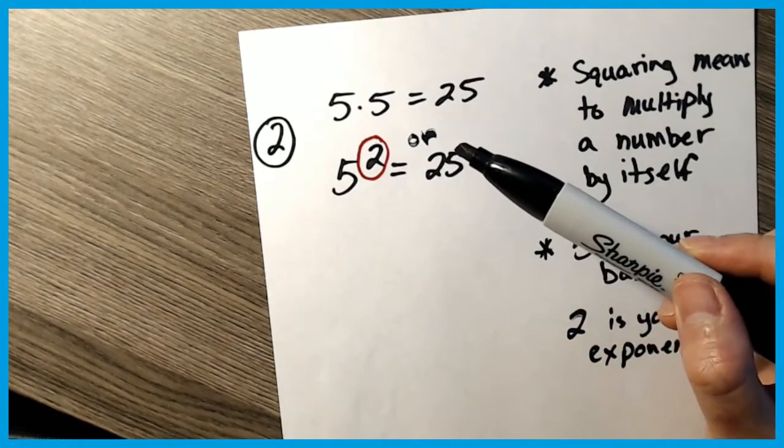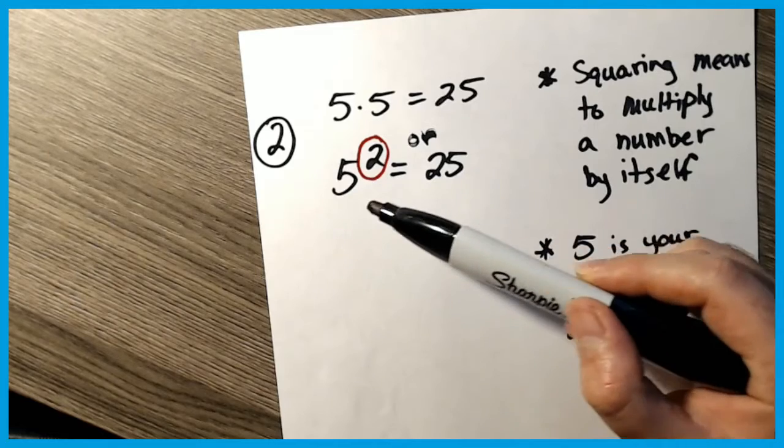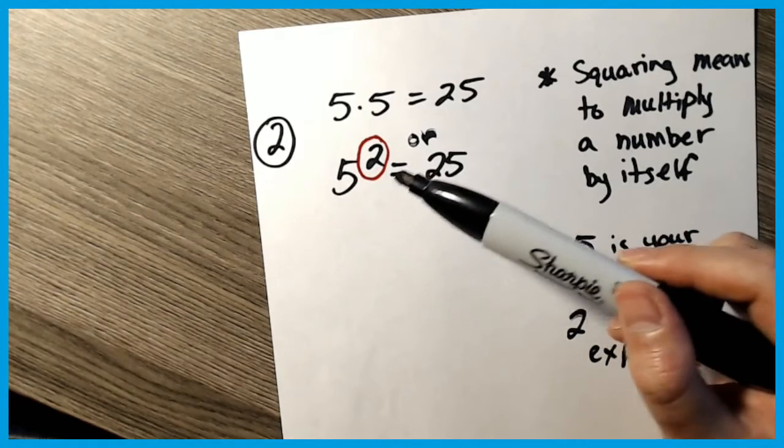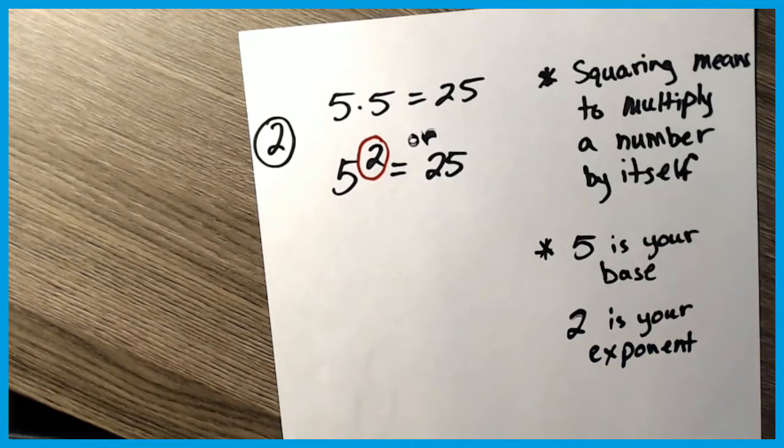It's just 2 different ways to write it, and most of the time in algebra we start using exponents because it condenses it and makes it take up less space. It's easier to write.